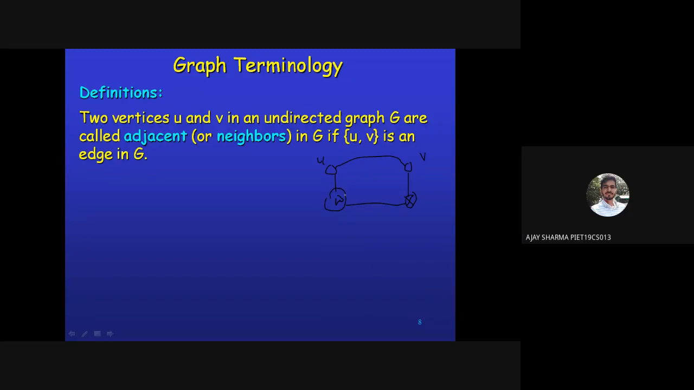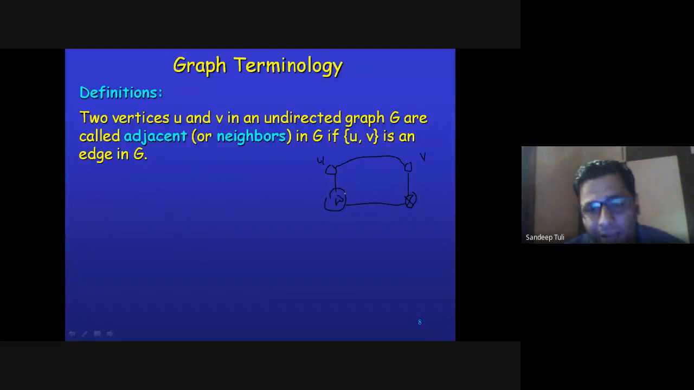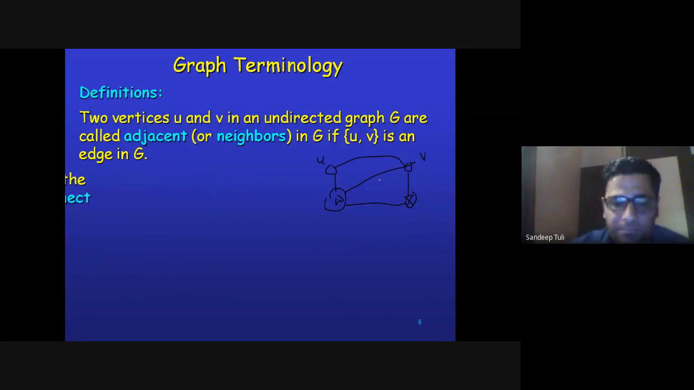Yes, sir. If U and X will be connected, then they are. There must be an edge between V and W. Then only I can say they are adjacent to each other, they are neighbors to each other. If there is no edge between U and V, then I cannot say they are adjacent.